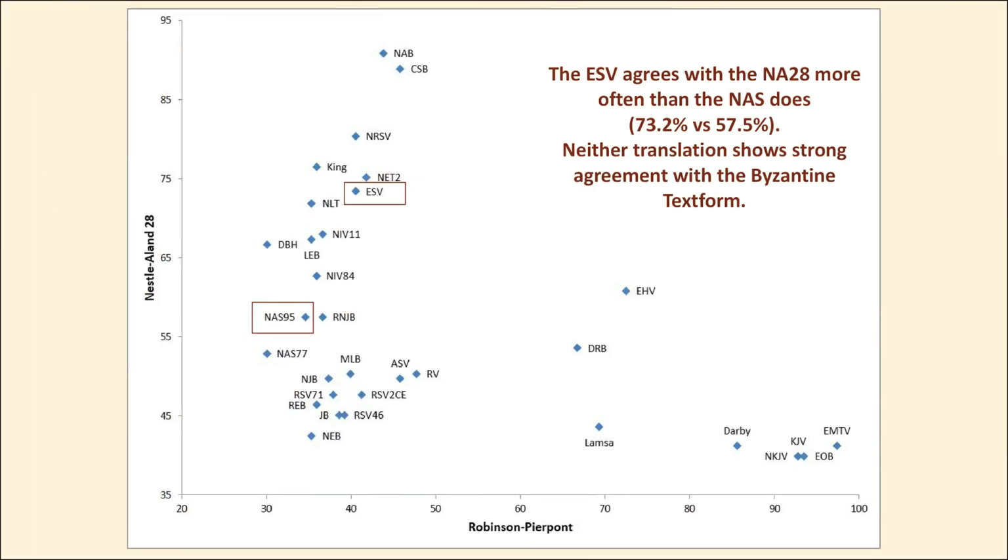This chart, along with the next 2, presents the results of my comparisons of multiple English translations with various Greek New Testaments. This one shows percent agreement with NA 28 on the vertical or y-axis, and with Robinson-Pierpont's Byzantine text form on the horizontal or x-axis. The results are based on 153 locations in the New Testament where there are translatable textual variants. The ESV agrees with NA 28 more frequently than the NAS does. Neither translation agrees with the Byzantine text much more than 40% of the time.